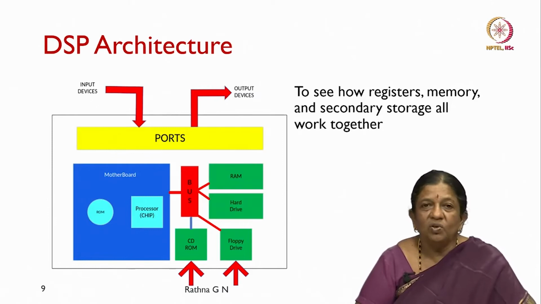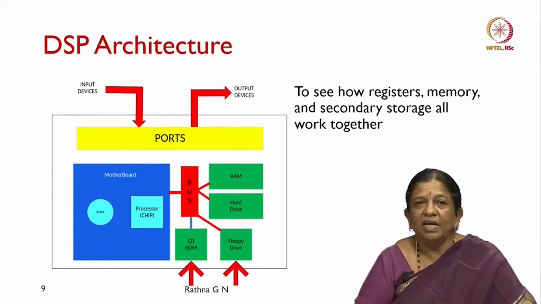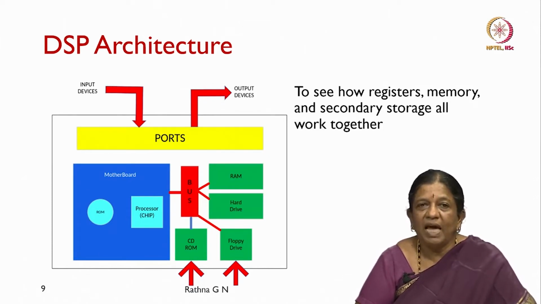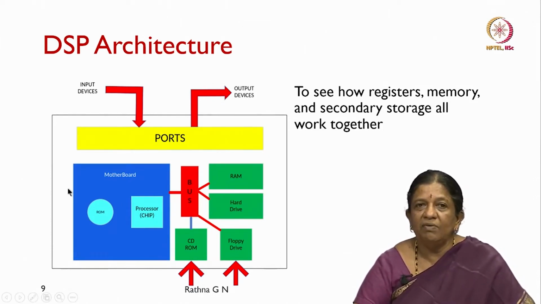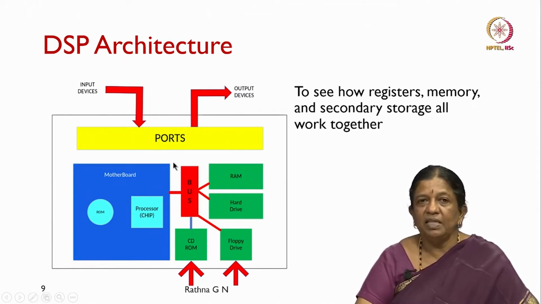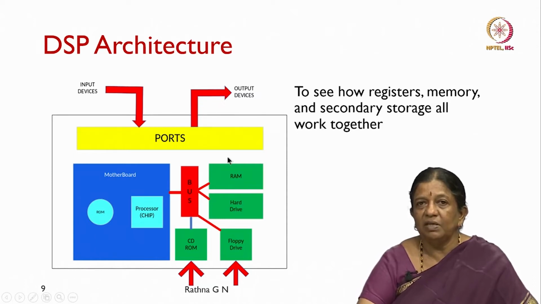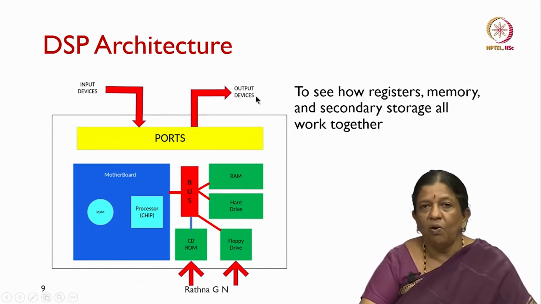Let us see how the architecture has been developed. All of us know that a regular processor has this architecture. Basically, we have a motherboard, then we have the ROM and the processor chip. Then through the bus all the peripheral units have been connected. The peripherals, the registers, memory and secondary storage, are all going to work together, and we have the board ports for taking the input and putting it on the output also.